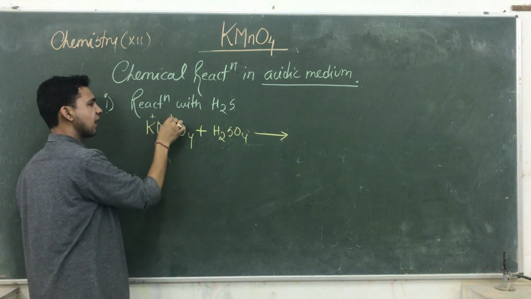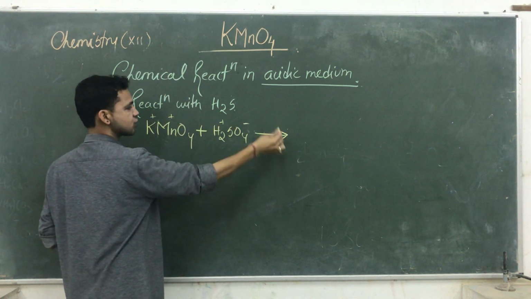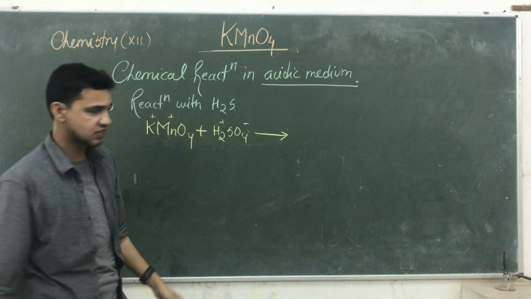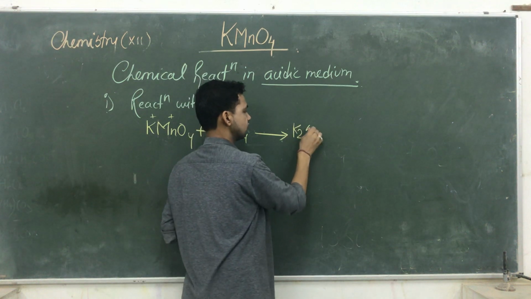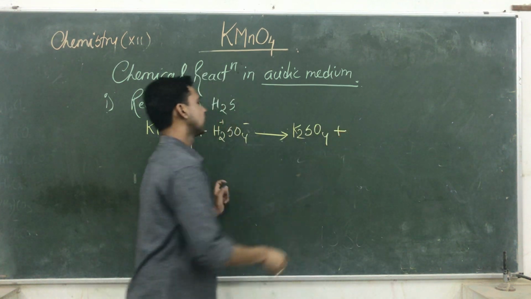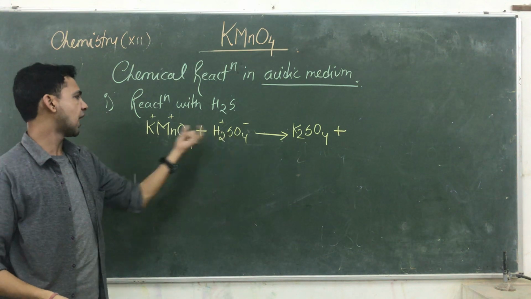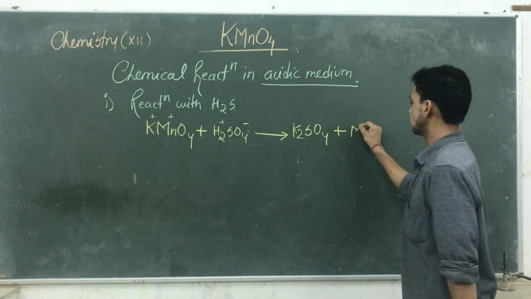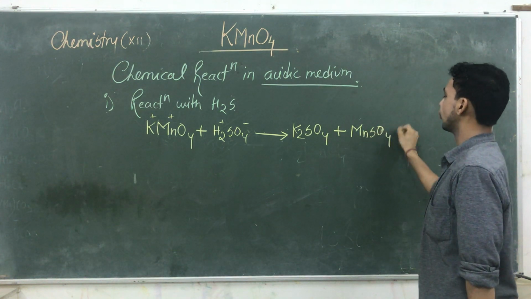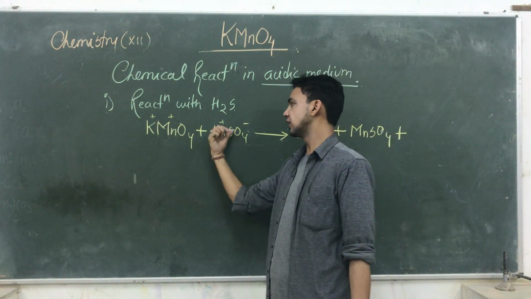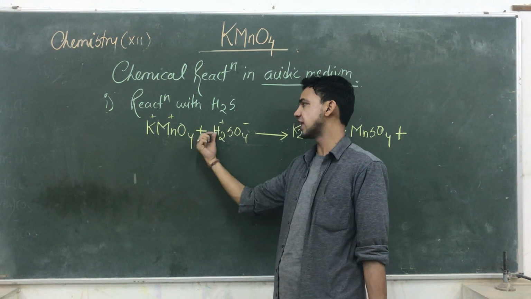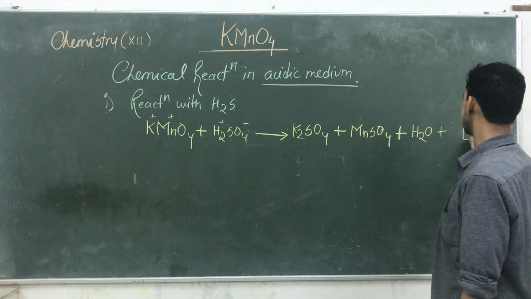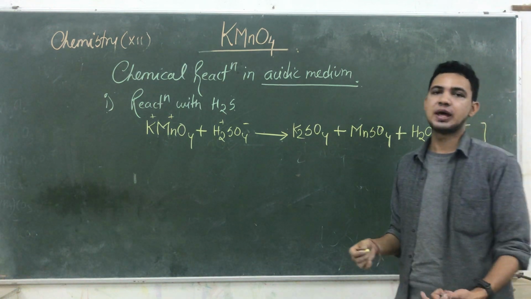This is K positive, Mn positive, H positive, SO4 negative. So K reacts with SO4 because K is positive, SO4 is negative. It's giving you K2SO4. Then Mn reacts with SO4. Mn is 2 plus, SO4 is 2 minus, so they're giving you MnSO4. Mn has reacted, potassium has also reacted. H and O are left, so they combine with each other, giving you H2O, and something else. So we need to balance the whole reaction.